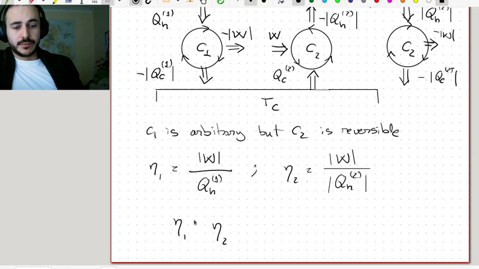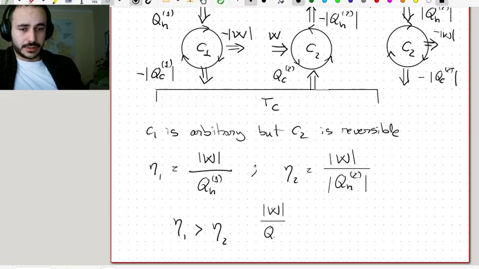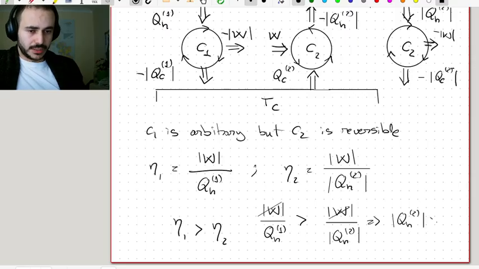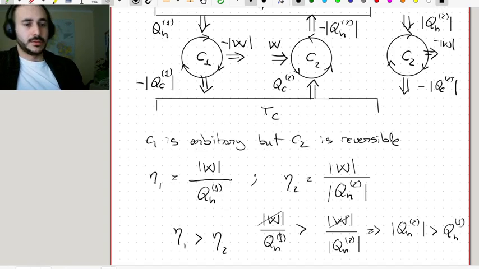Let's assume for a moment that this is not true, and you can have larger efficiency in an irreversible cycle. So what this implies, if you just look at the thermal efficiencies, is that W divided by Q hot 1 is larger, that's what we are supposing, than this thing. Okay, so this goes with that, and this means that Q hot 2 needs to be larger than Q hot 1. Okay, so what does this mean?